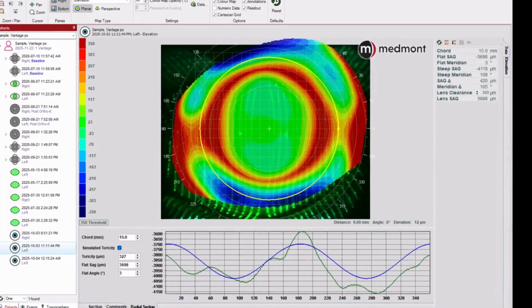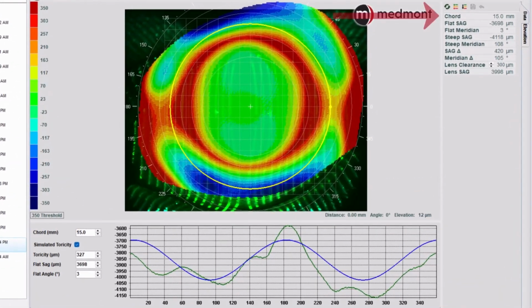In this case, our chord diameter is selected for analysis at 15 millimeters. At this diameter, we can see the flat meridian sagittal depth, or the shallow meridian depth, is 3,698 microns. Just below, we can see the axis of the flattest meridian of the eye, 3 degrees. In the case of a symmetric or spherical landing lens, we'd expect it to land across the 3-degree axes.